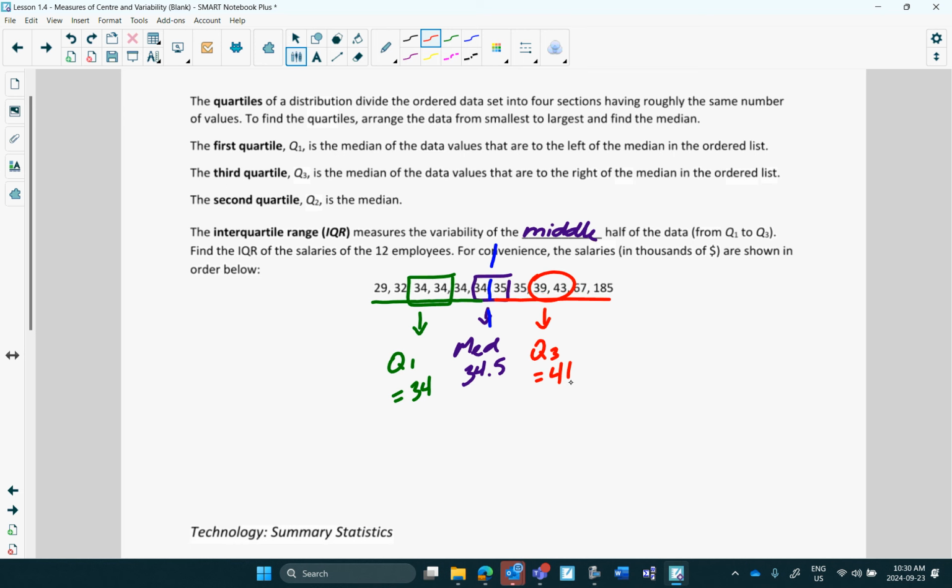So therefore, the IQR, which we use for short, is going to be 41 minus 34, which is 7. And don't forget the units. $7,000.